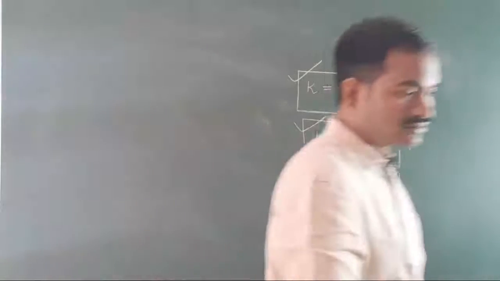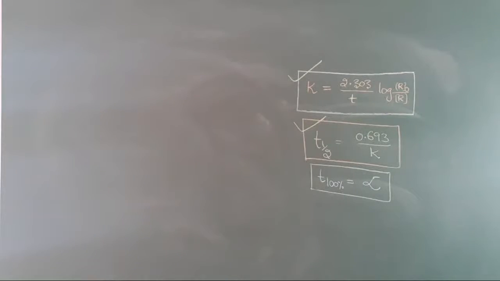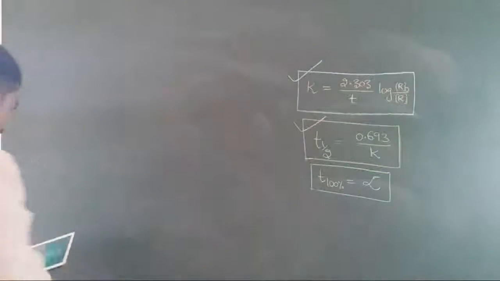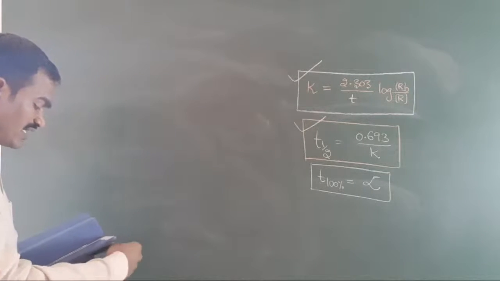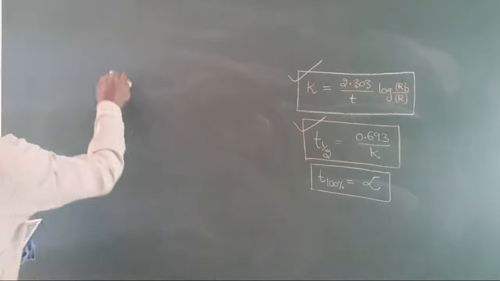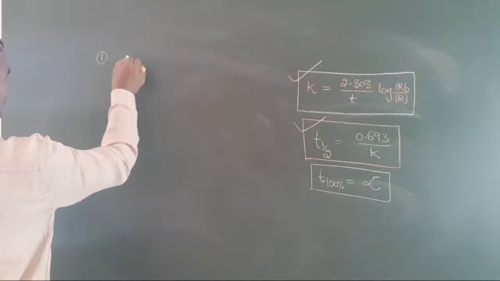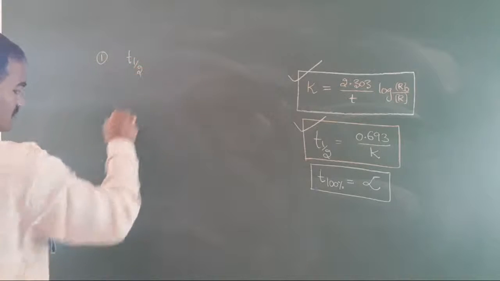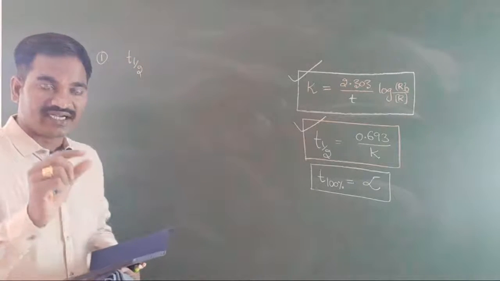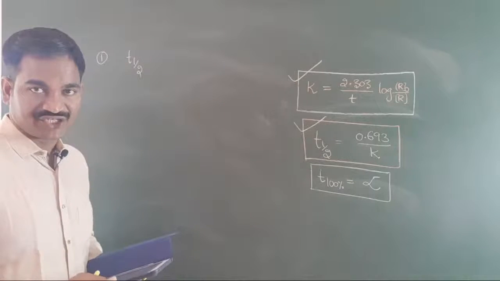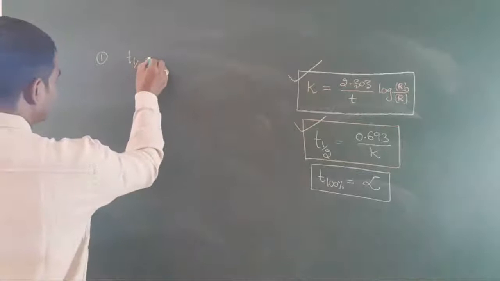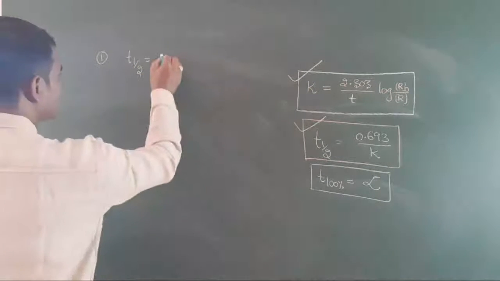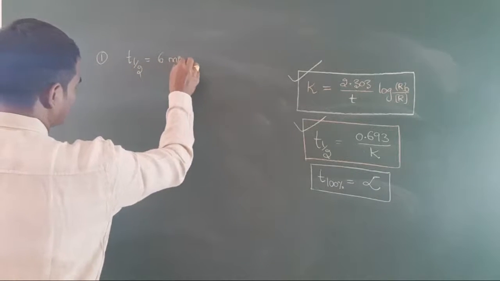Okay. So now I want to take a problem. So take down that problem. For the first order reaction, half-life is 6 minutes. So take the first problem. I am not writing the whole question, just the needed given information. So you can write it: for a first order reaction, half-life, T half, is equal to 6 minutes, given.